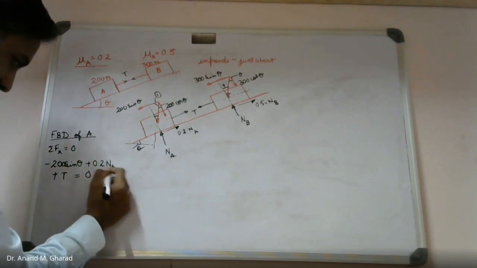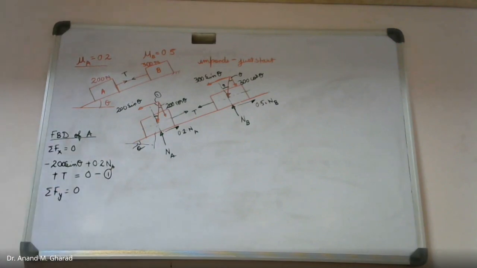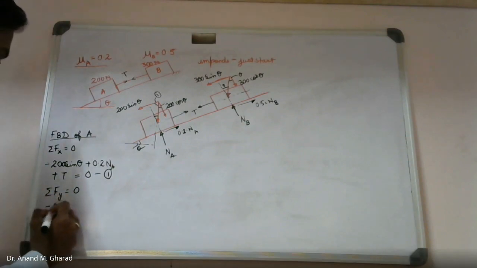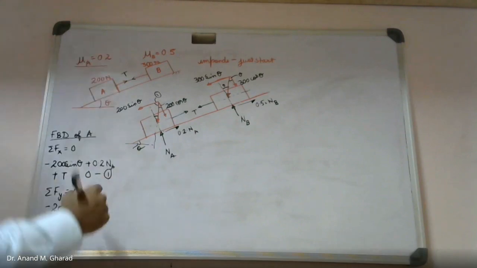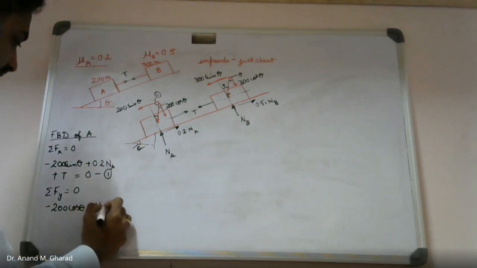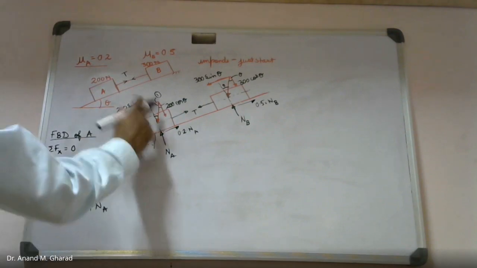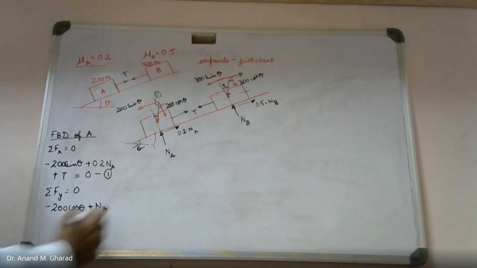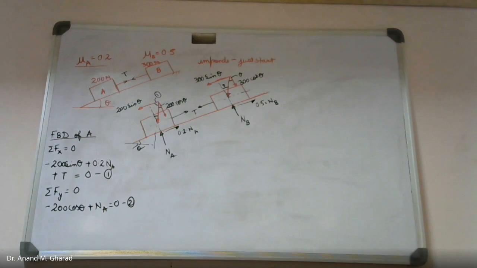Similarly, summation of forces in y direction equal to 0. Minus 200 cos theta downward plus NA. Anything else? Equal to 0. This is for the FBD of A.